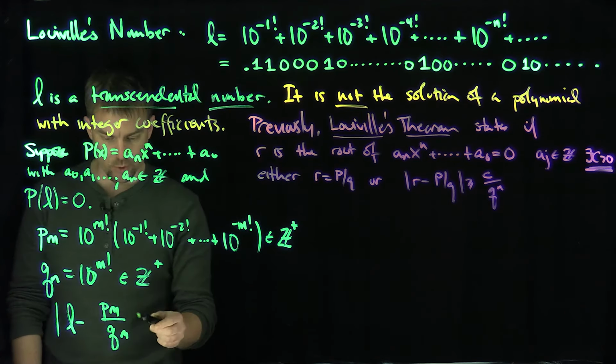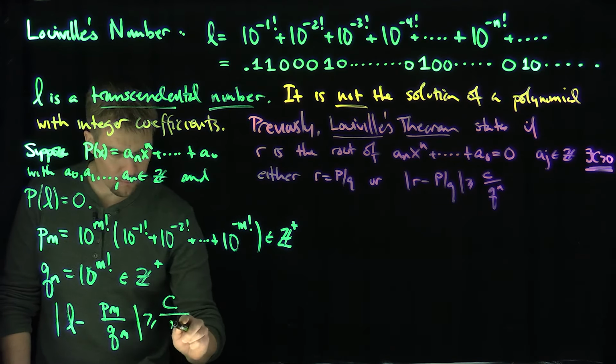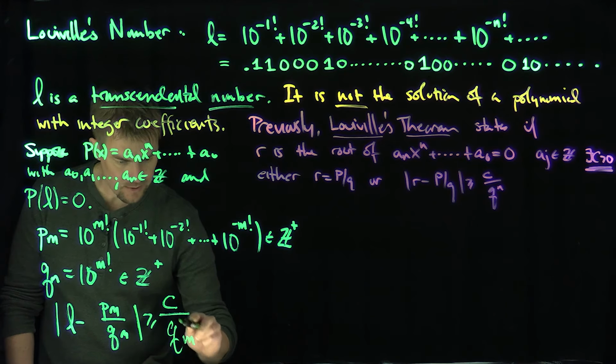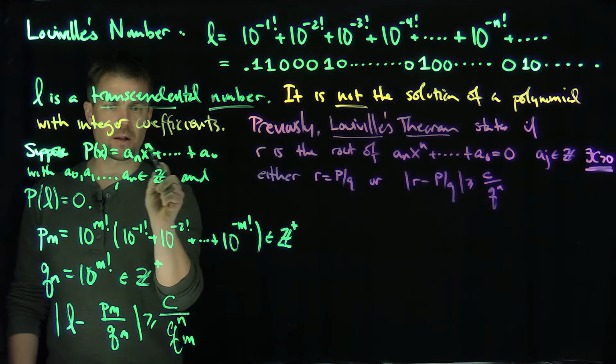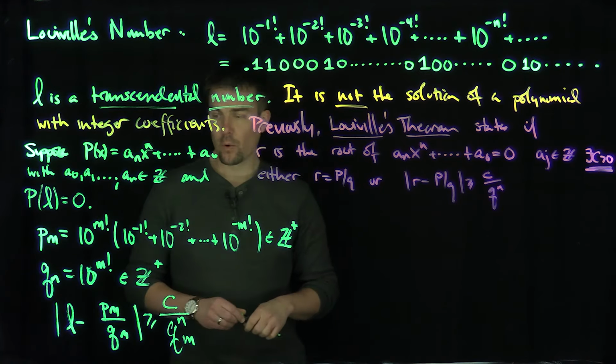So Pm over Qm is not equal to L. It's going to be bigger than or equal to a constant over Qm to the power n, where n is the degree of this polynomial over here, right? So that's our estimate that we get for these things. Of course, what can we say now?